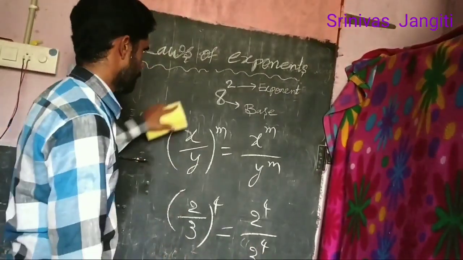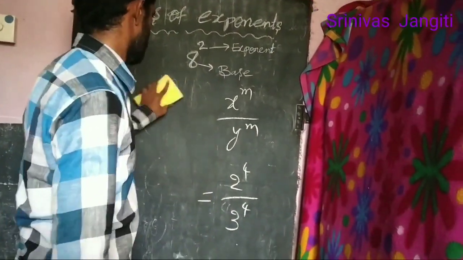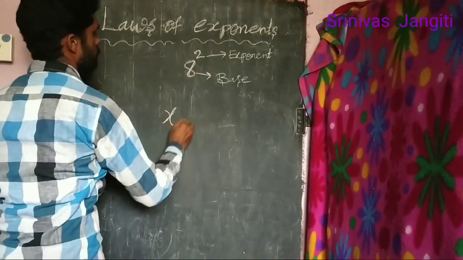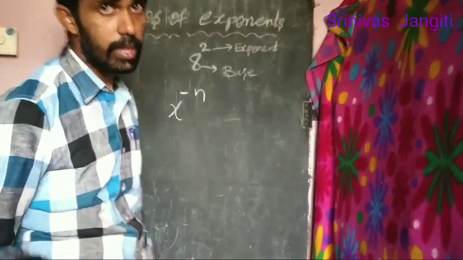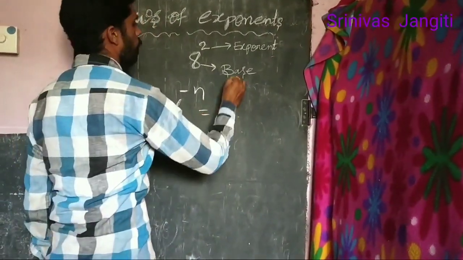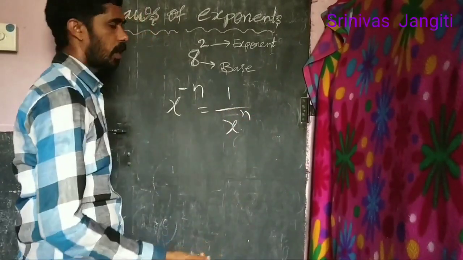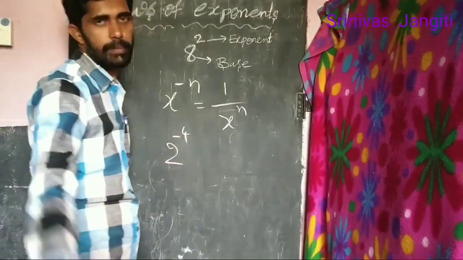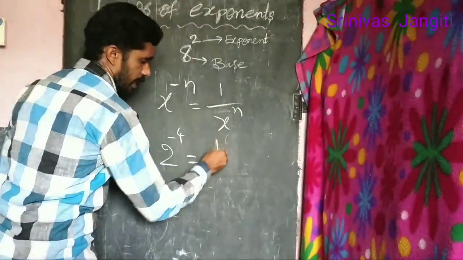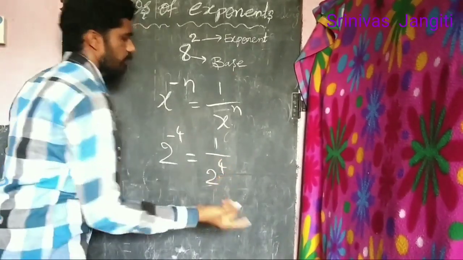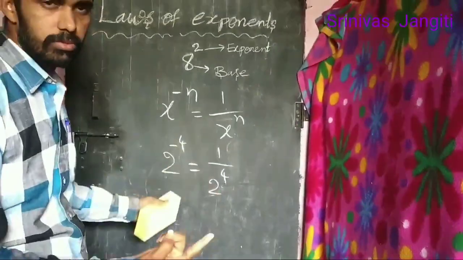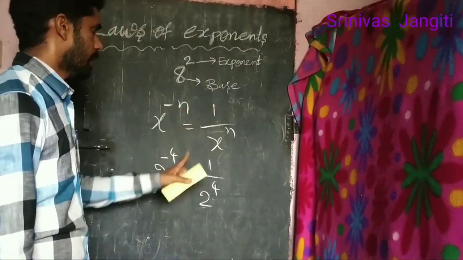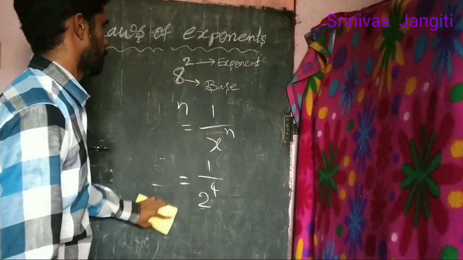Easy? Right, very good. And the next one, what is the next law of exponents? So simple it is also. Suppose x to the power of minus n. Then what is here? 1 by x to the power of n. How? Suppose 2 to the power of minus 4, or 2 raised to the power of minus 4. Then what is here? 1 by 2 to the power of 4. Simple. Easy now? Right, very good. Now, is it clear, everyone? x to the power of minus n is equal to 1 by x to the power of n. Suppose it is a reverse. What is the reverse?